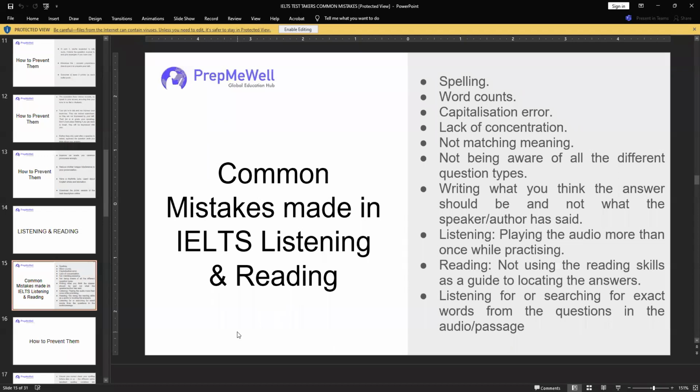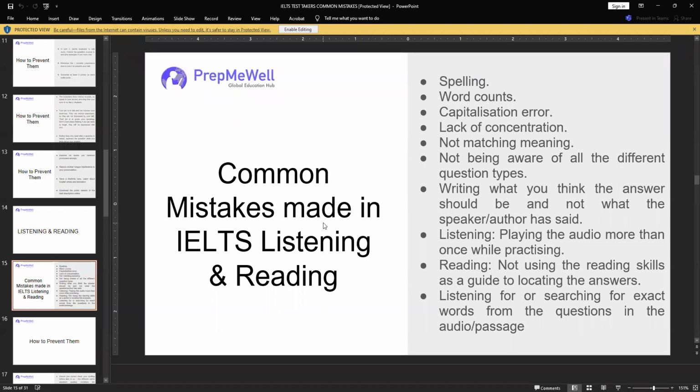Then another thing I would say here is that when you're writing your answer for the listening and reading test, I advise that you capitalize your answer. It's an advice. It's not like it's a law or a rule. And that's what I have here in the third bullet point, capitalization error. So even though it is the listening test or the reading test, there are some questions where you have to fill in the gaps.